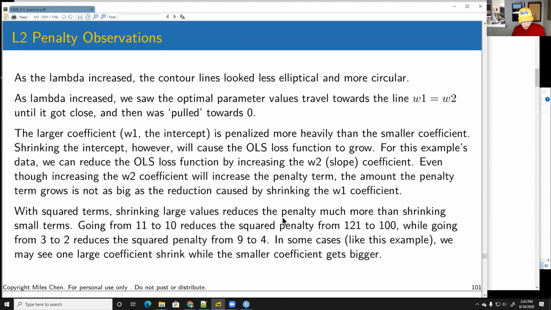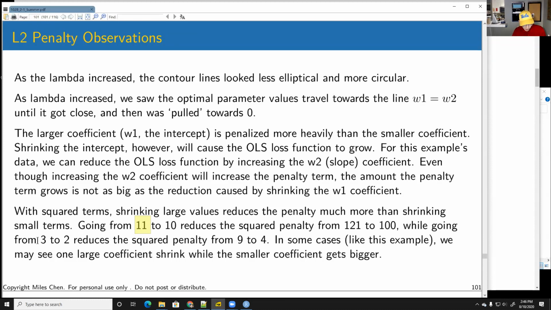And so when you square coefficients, bigger values are penalized a lot heavier than smaller values, right? So what it's going to do is shrink the big values first. If you shrink 11 to 10, your complexity value goes from 121 down to 100. You're saving 21 points, okay?